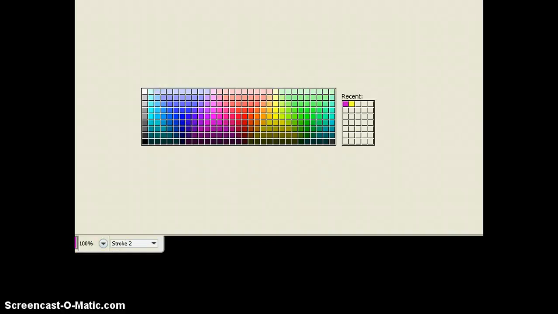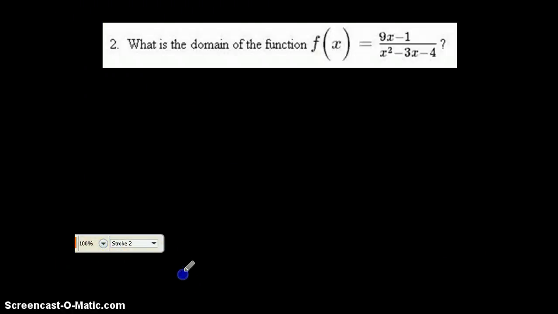All right, let's look at the next question. Let's just take another color here, okay? What is the domain of the function f of x equals (9x minus 1) over (x squared minus 3x minus 4)? The important thing to keep in mind is that the top is all real numbers, but the bottom, we have problems.